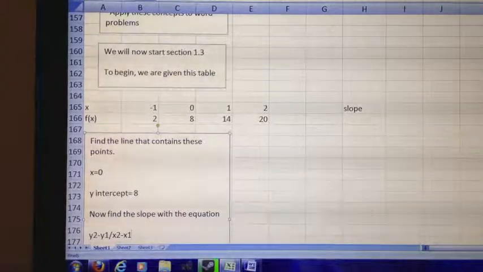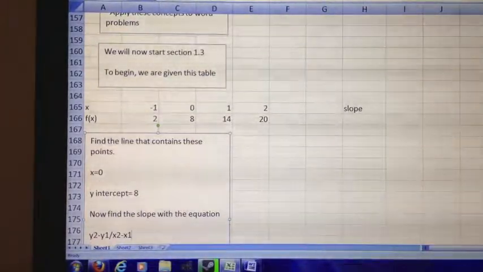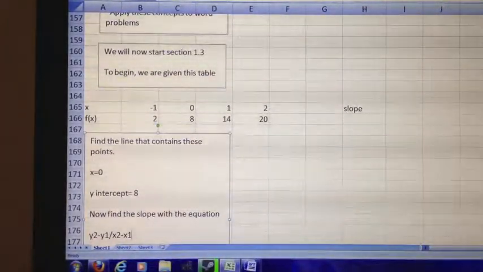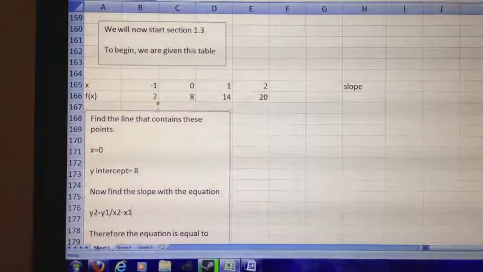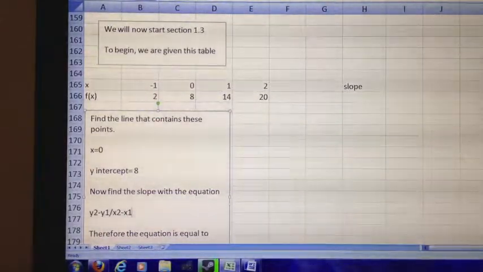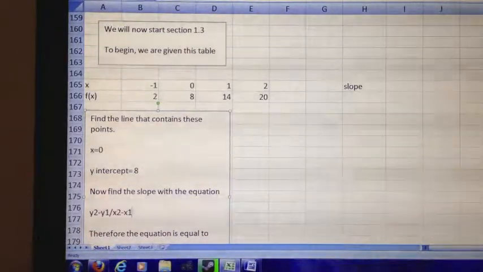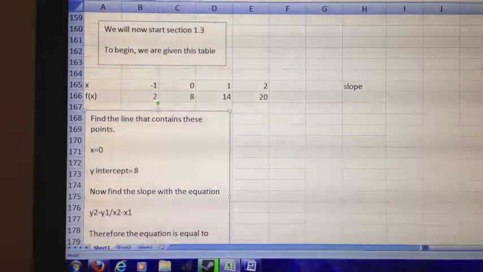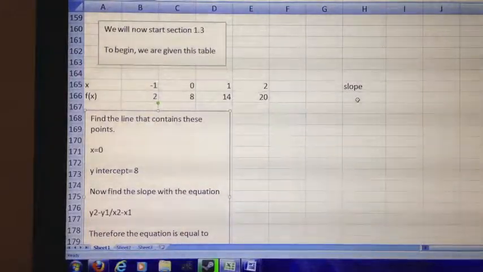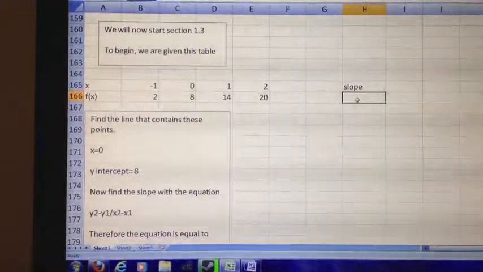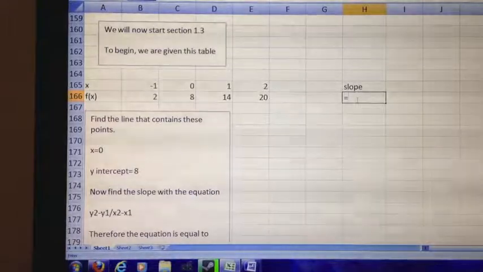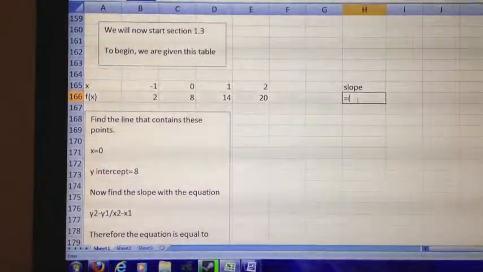Now we have to find the slope of the equation. So to find the slope, we're going to do rise over run, which is also y2 minus y1 divided by x2 minus x1. So to do this, we're going to come over here, we're going to click this cell, we're going to do equal sign and then parenthesis.